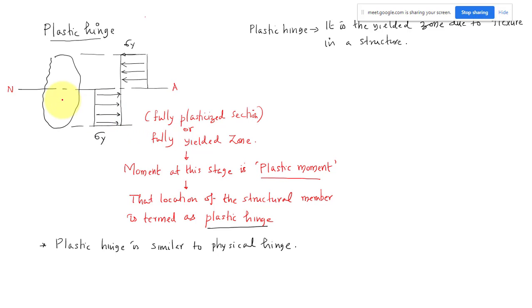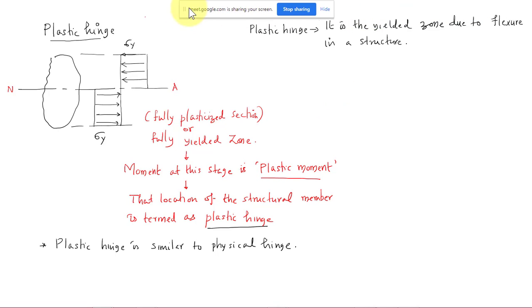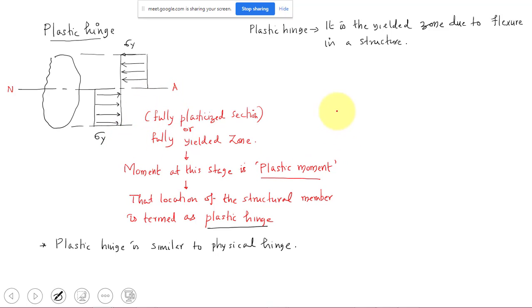Okay, we'll discuss that. This is happening at a particular cross section, and that location of the structural member is called a plastic hinge. I'm giving you just a one-line definition for now, and we will discuss it in the coming slide. So I can define the plastic hinge: it is a yielded zone due to flexure in a structure. You take a structural member; if any cross section has reached this state, then I can call that a plastic hinge location.